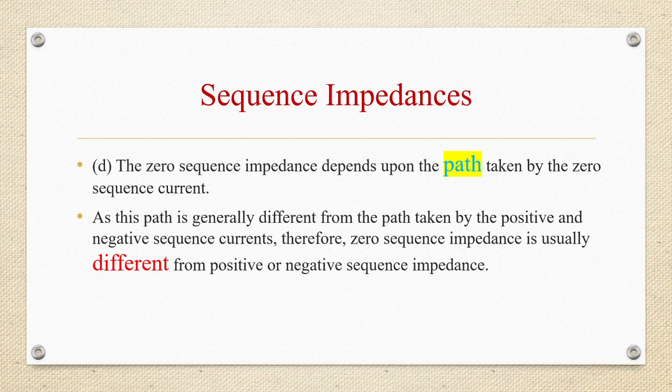So here zero sequence impedance will depend upon the zero sequence current path, the path taken by it. And this path is generally different from the path taken by the positive and negative sequence currents. So zero sequence impedance is different from positive and negative sequence impedances.